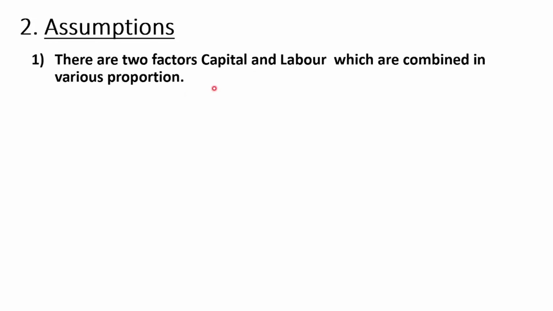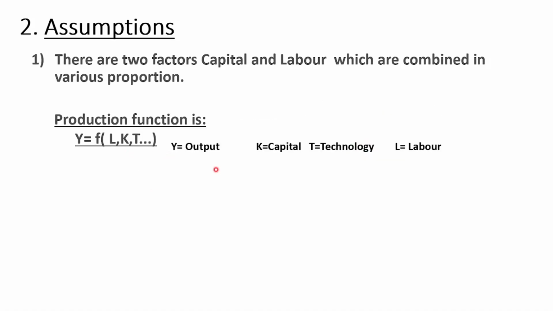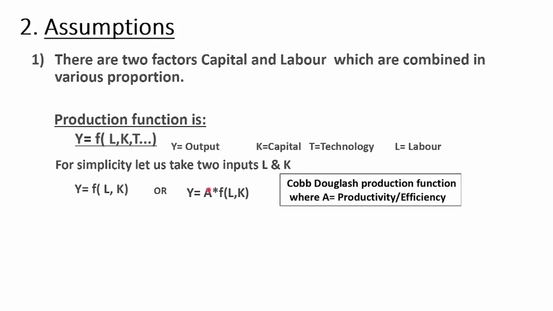Okay, there are altogether 9 assumptions and 6 equations. The first assumption is there are 2 factors, capital and labor, which are combined in various proportions. Here one thing you need to note is growth depends on output and output depends on production functions. So our model starts with the production function. Here Y means output, K capital, T technology, L labor. But for simplicity, we will only take labor and capital, or we can use Cobb-Douglas production functions. But again, for simplicity, we will just take these simple functions.